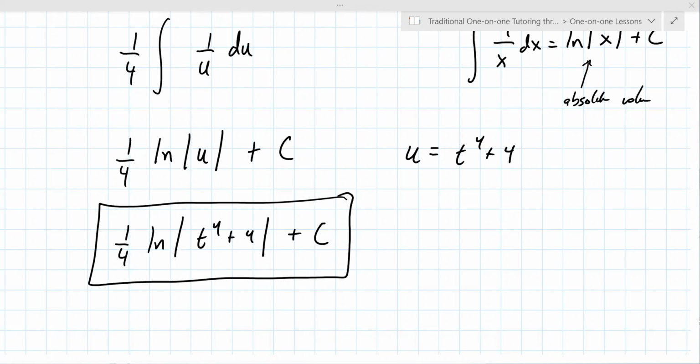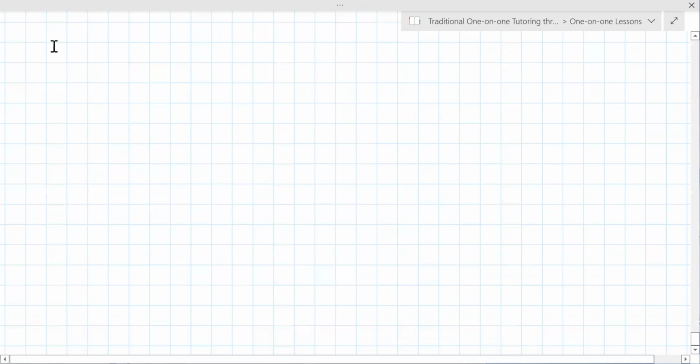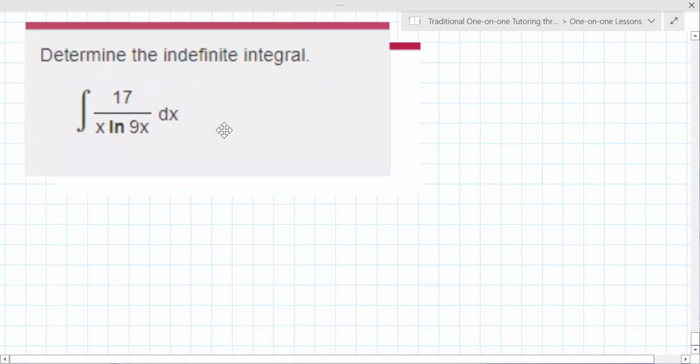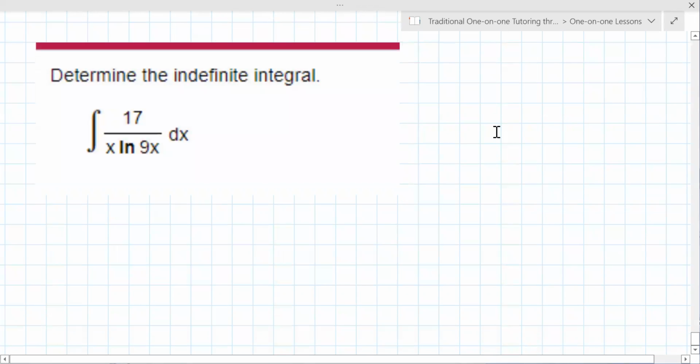Got that one. Okay. So the next one here, kind of the same thing again. It doesn't tell you to use a substitution, but that is the only way to figure these out. So it says determine the indefinite integral. And again, you've got to figure out, well, what's my u? Your u here is natural log 9x. And you might say, well, that's not the entire denominator.